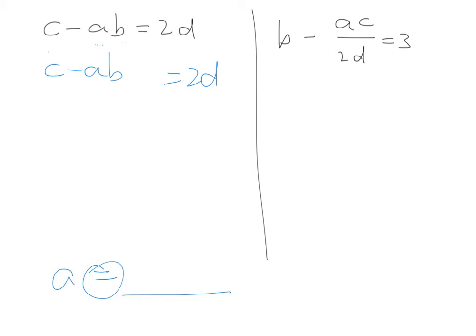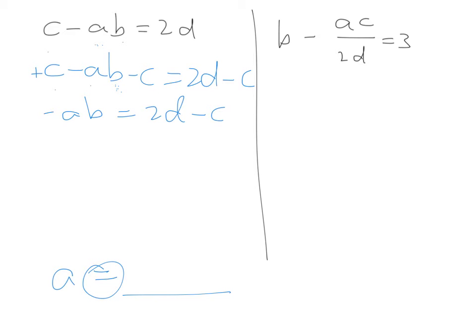So what's closest to A? B. So B hangs around the longest. We're going to remove C. It's a plus C, so we're going to have to subtract it. So we're going to say minus C. What we do to one side, we've got to do to the other, minus C. So now we're just left with negative AB equals 2D minus C.